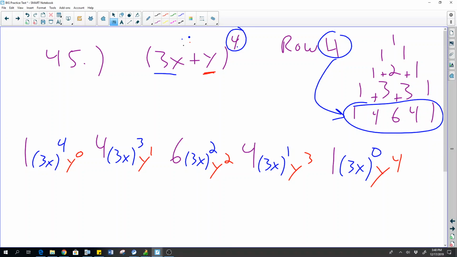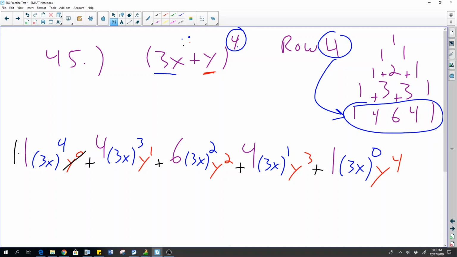That's our pattern there of Pascal's. So in this case, we got plus. I don't see any negatives in that problem. Good. So now we're going to do y to the 0 power. Anything to the 0 power is just 1. Just a 1. So 1 times 1 times 1.